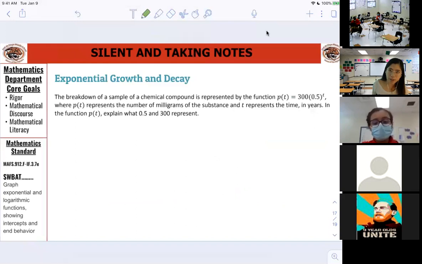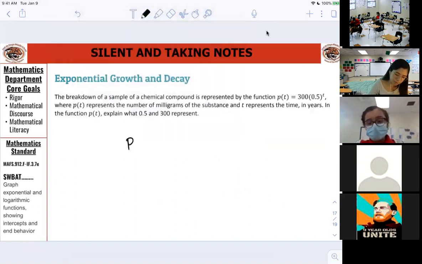The breakdown of a sample of a chemical compound is represented by the function P of t equals 300 times 0.5 to the power of t, where P of t represents the number of milligrams of the substance and t represents the time in years. In the function P of t, explain what 0.5 and 300 represent.